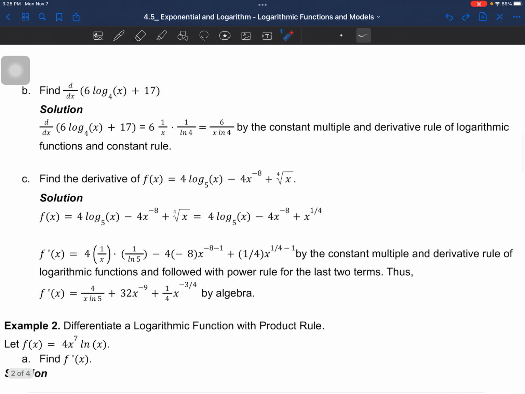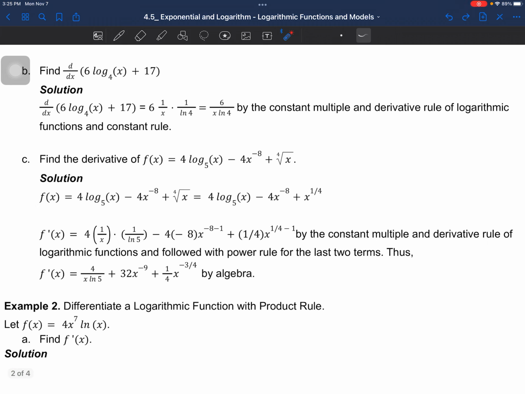And like before, we multiply the numerator with the numerator, which gives us 6, and denominator with denominator gives us x times the natural log of 4. And that's pretty much it.